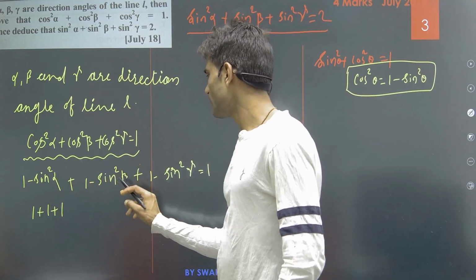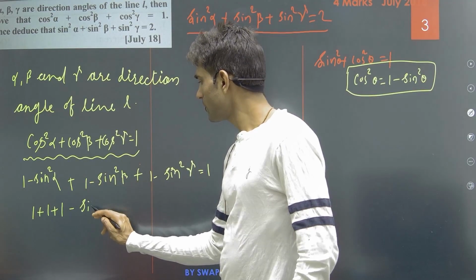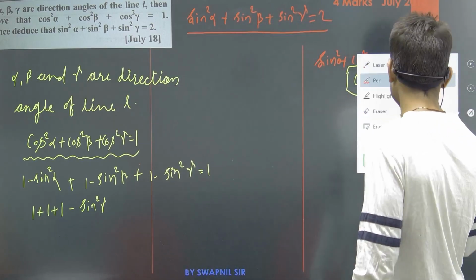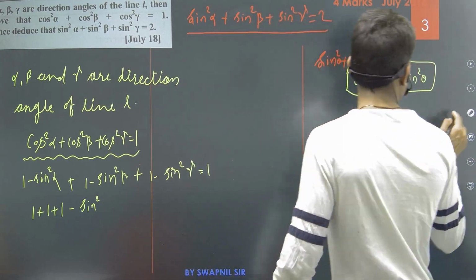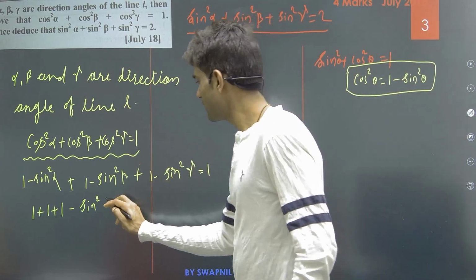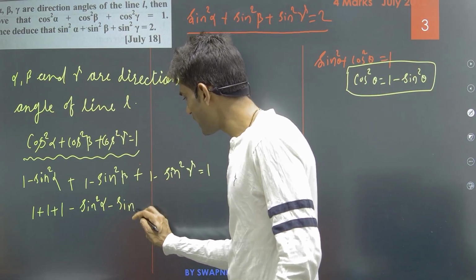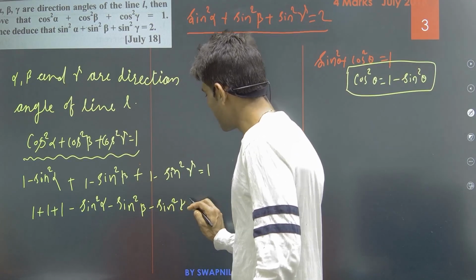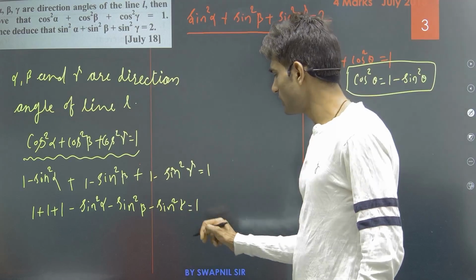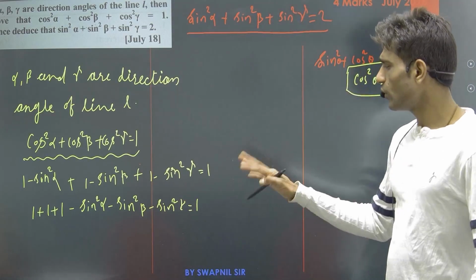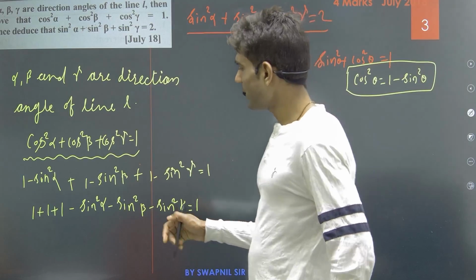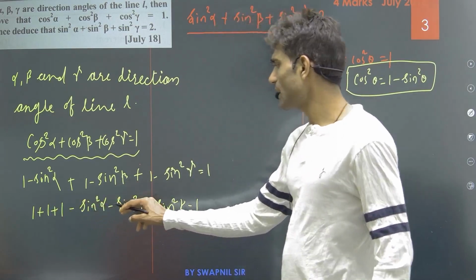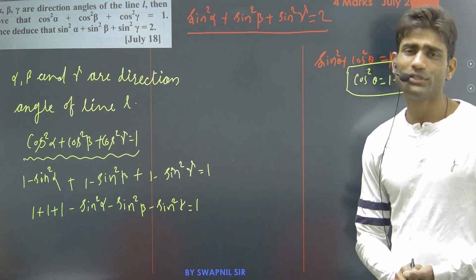Then minus sine square alpha minus sine square beta minus sine square gamma. These are just a little calculation, nothing special here, we just need to calculate all the terms. Now we can see 1 plus 1 plus 1 minus sine square alpha minus sine square beta minus sine square gamma is equal to 1.